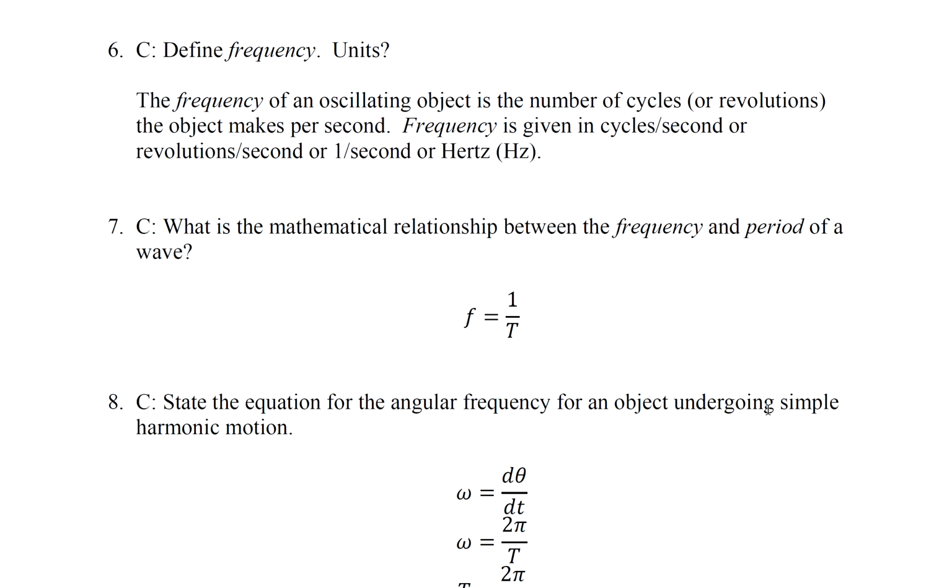Question 6, define frequency. Units. The frequency of an oscillating object is the number of cycles or revolutions the object makes per second. Frequency is given in cycles per second or revolutions per second or 1 over seconds or hertz. Because cycle is not a real unit and revolution is also not a real unit. That's why the units of frequency is 1 over second or hertz.